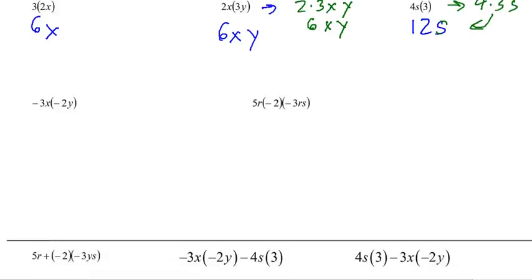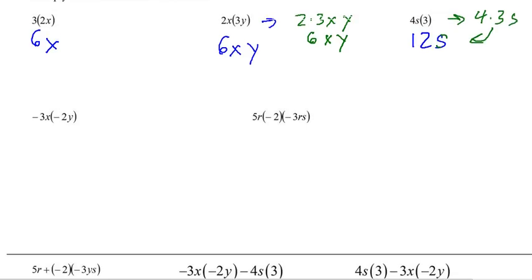So I've got 2 little ones down here for you to try. So remember, all you're doing is multiplying the 2 numbers, and same rules apply. Negative times a negative is a positive, and then you're rewriting the letters. So give those 2 a shot. Remember, just do the numbers first, then the letters. Hit pause and give them a shot.